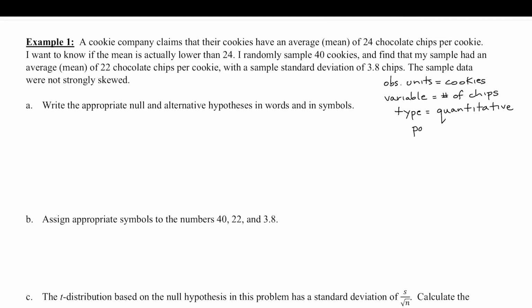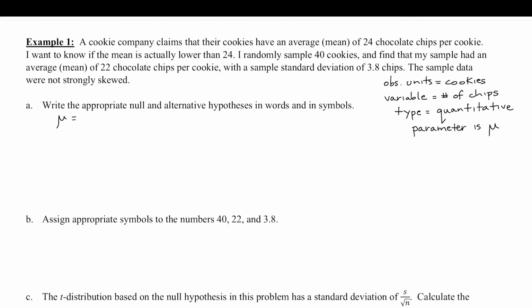So that means that my parameter is going to have symbol mu. Okay, so again, the Greek letter mu, it's kind of like the English letter U, but it has this long tail on the left-hand side. So as soon as I know that my variable is quantitative, then I know my parameter symbol is going to be mu. And my null and alternative hypotheses are always about the parameter.